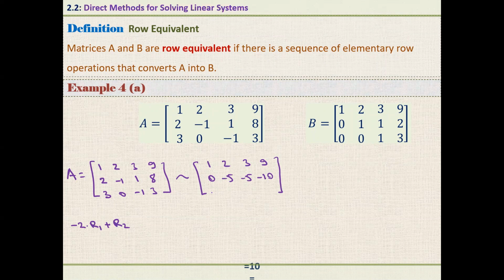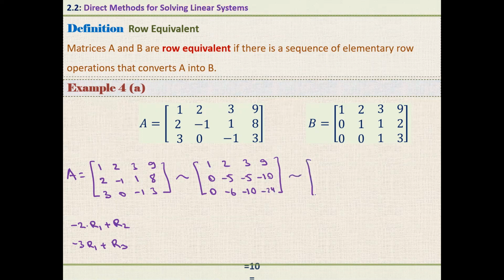And to have 0 here, let me multiply the first row by negative 1 and add it to the third row. Now what do we have here then? Minus 3 times 1, it is minus 3 plus 3, that's equal to 0. Minus 3 times 2, it is minus 6. Minus 6 plus 0, that is minus 6. And minus 3 times 3, it is negative 9 plus negative 1, it is negative 10. Negative 3 times 9, negative 27 plus 3, negative 24.